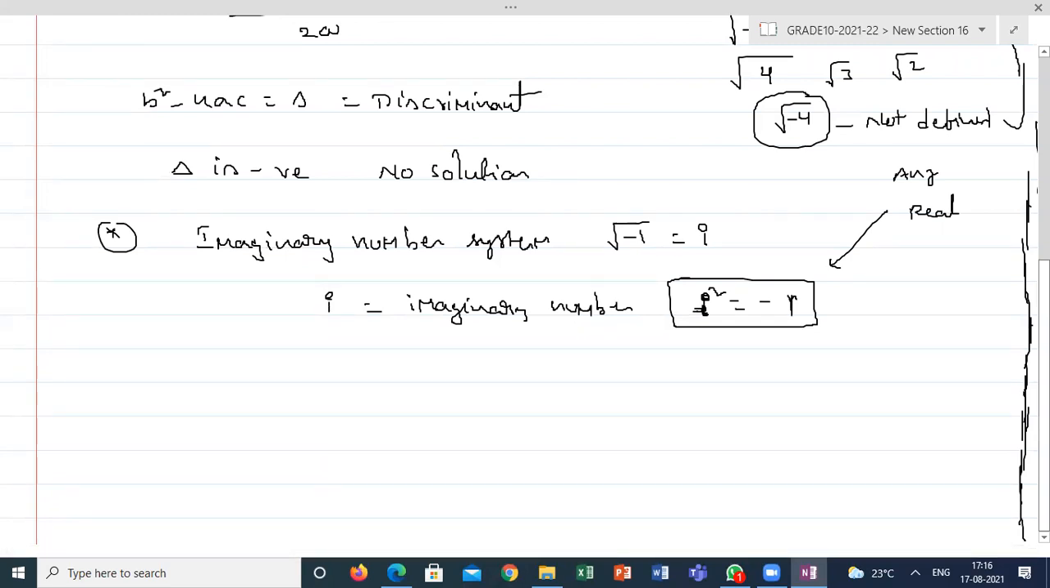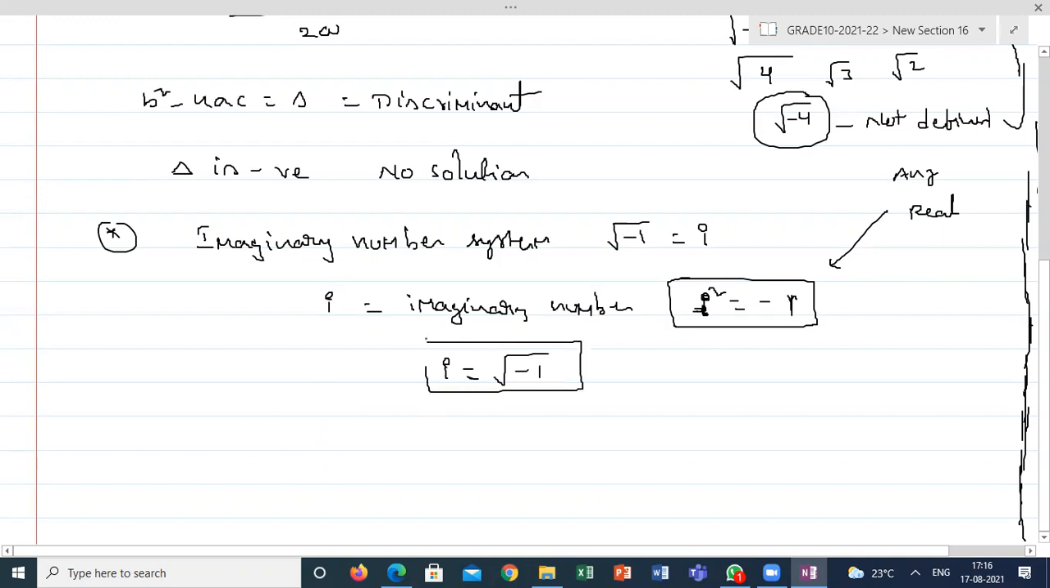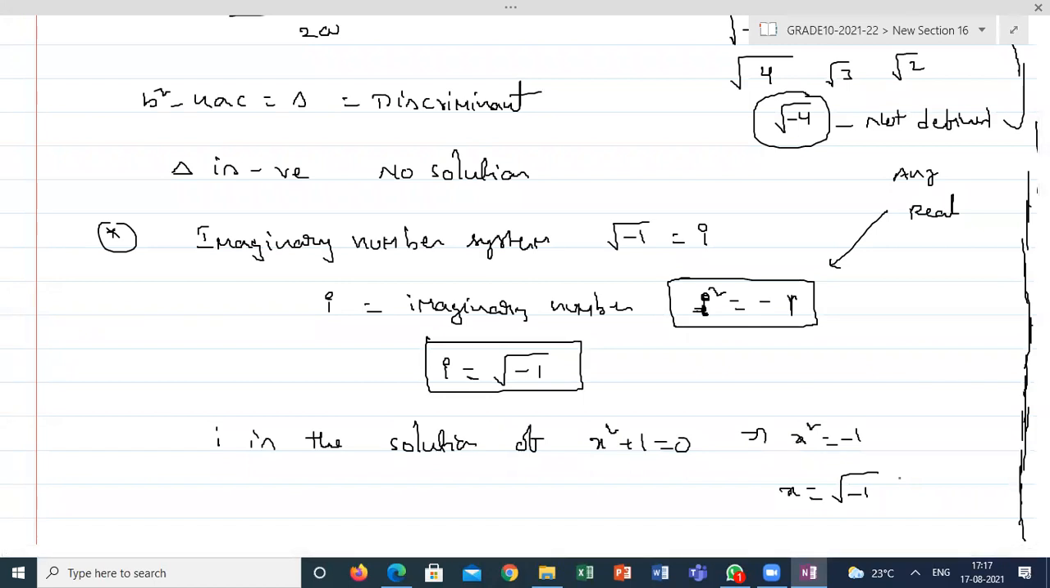So from this, i is equal to root of -1. This means i is the solution of which equation? x square plus 1 is equal to 0, because x square is equal to -1, so x is equal to root of -1. So i is the solution of x square plus 1 equals 0.